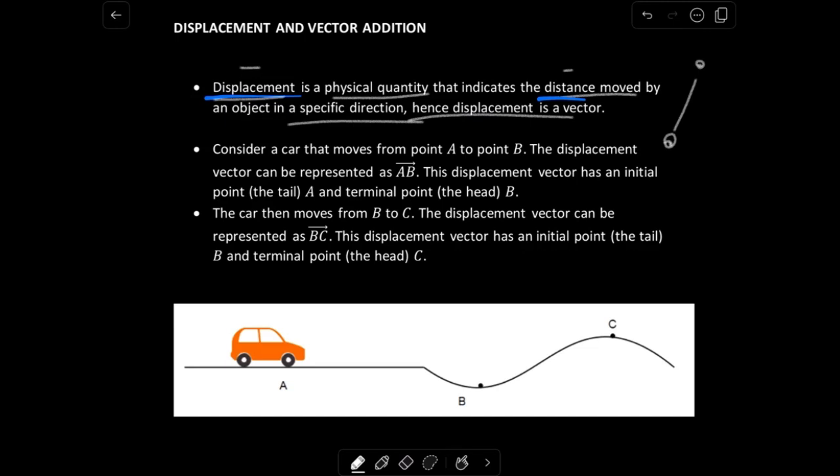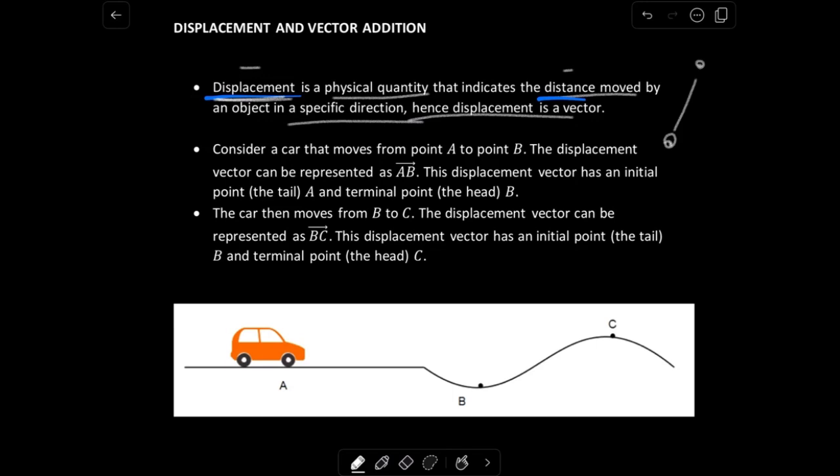But when we talk about displacement, if I say something is displaced, it has been moved. Displacement is a vector quantity because it has a magnitude, so there's a distance that this object has been moved or displaced, and it also has a direction associated with it.